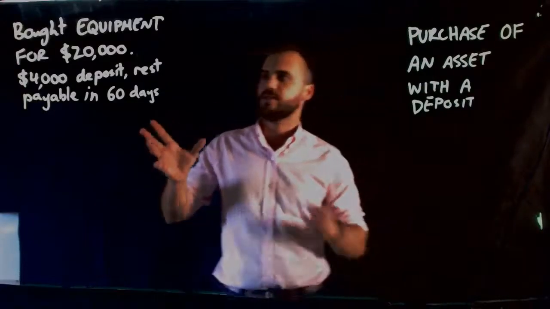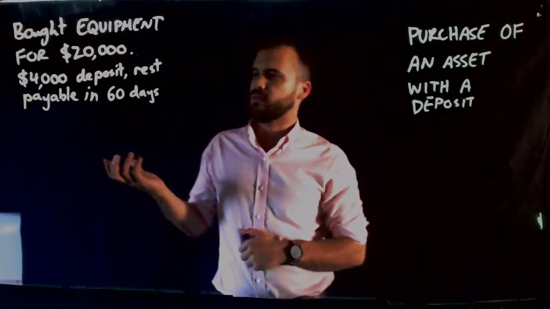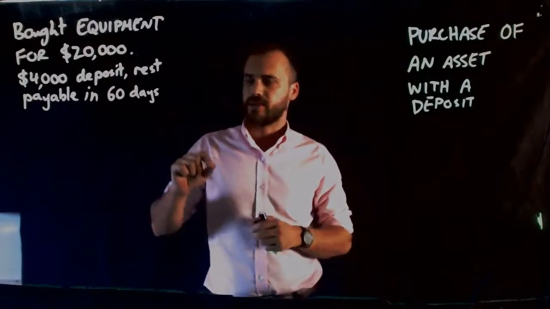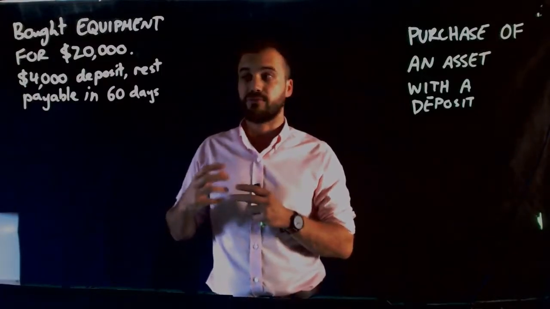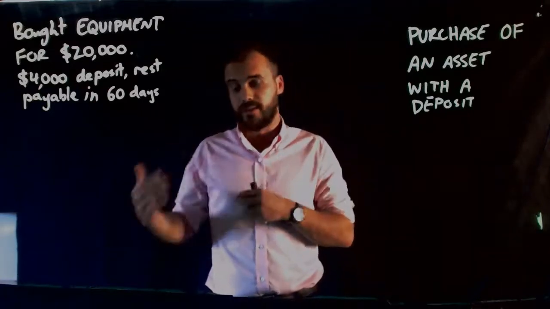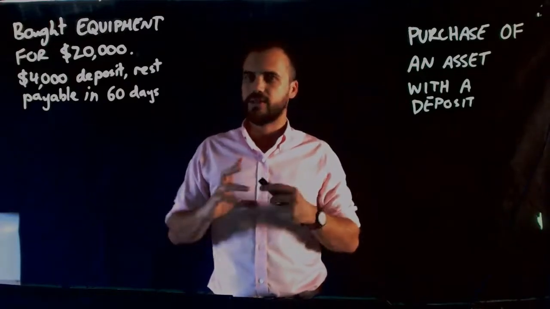So here's our question. Someone bought equipment for $20,000. They put down a $4,000 deposit, and the rest is payable in 60 days. So they're going to pay $4,000 in cash, and the rest, $16,000, they're going to pay on or before 60 days is up. Now, the complicating factor here is GST.